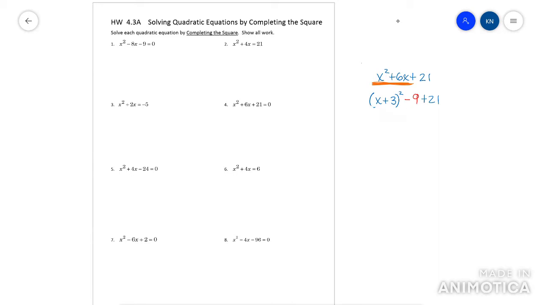I know that was a lot. I know it was kind of confusing. The more examples you see, the more sense this will make. But anyways, let's go ahead and finish this problem. So now I can combine my like terms. Negative 9 plus 21 is 12. Now it's just like a normal solve. So minus 12.